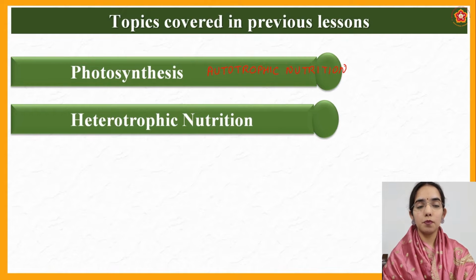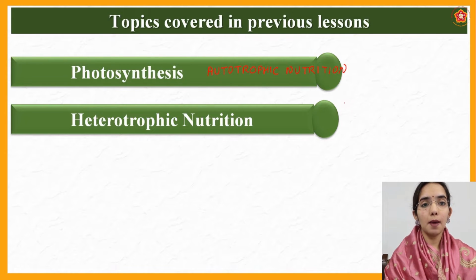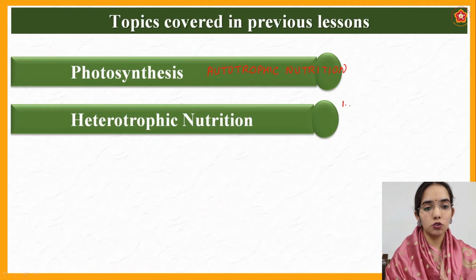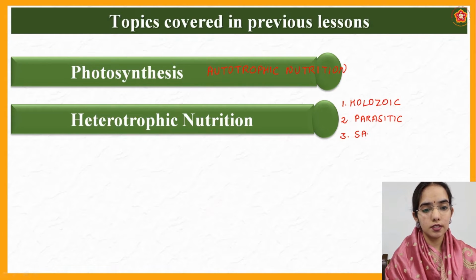Then we also learnt about heterotrophic mode of nutrition. We know that mainly animals follow this mode of nutrition, and heterotrophic mode of nutrition is further classified into holozoic, parasitic, and saprotrophic. Holozoic mode of nutrition, then parasitic mode of nutrition, and in the end, saprotrophic.